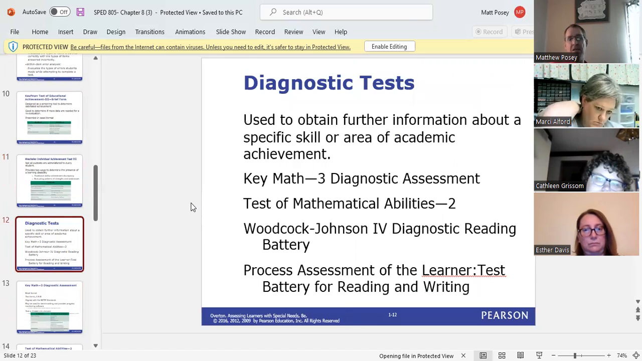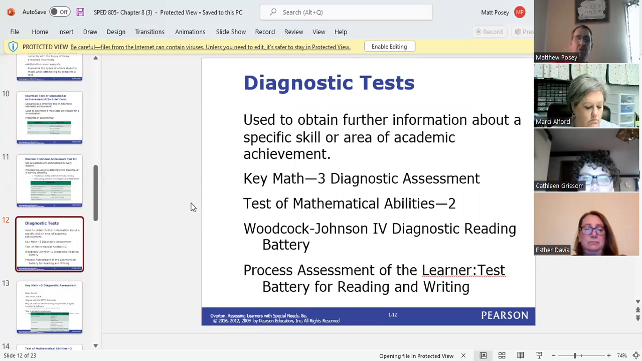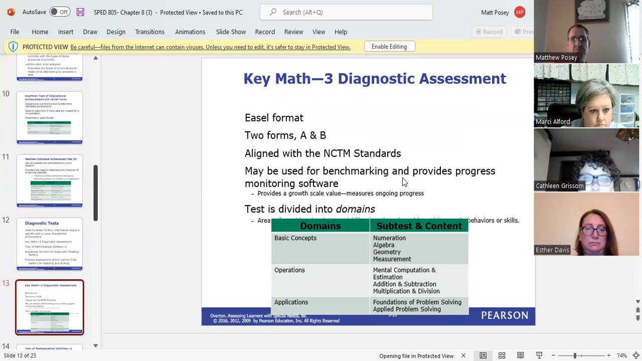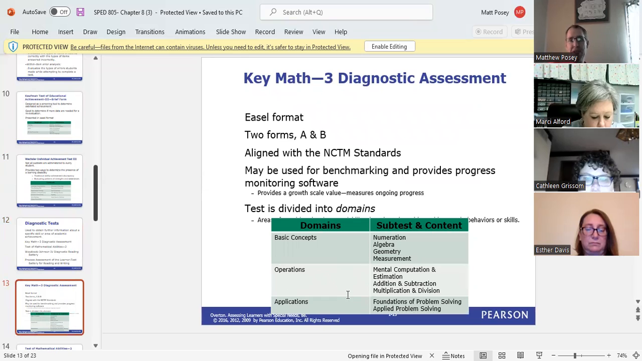Other diagnostic tests: the KeyMath 3. Anybody ever heard that, or does your district utilize it that you know of? No. Test of Mathematical Abilities, 2nd edition. Again, the WJ4 reading battery. Those are all common assessments. KeyMath, you'll see there's basically 3 applications. You'll have 2 different test forms. You have basic concepts, dealing with measurement, geometry, algebra, operations, dealing with mental computation, estimation, and then the application subtest.